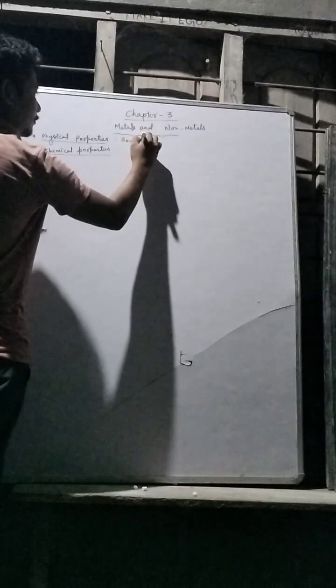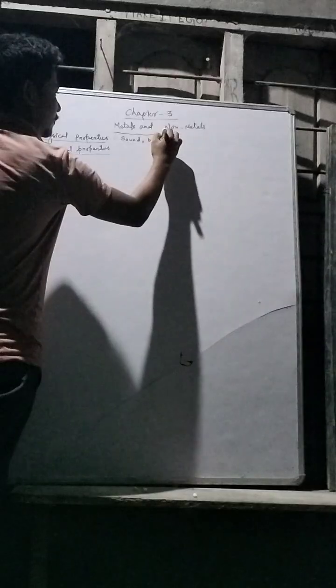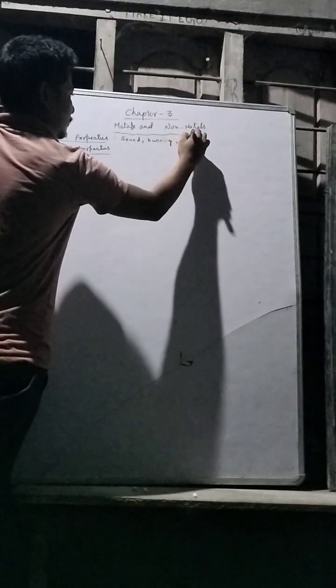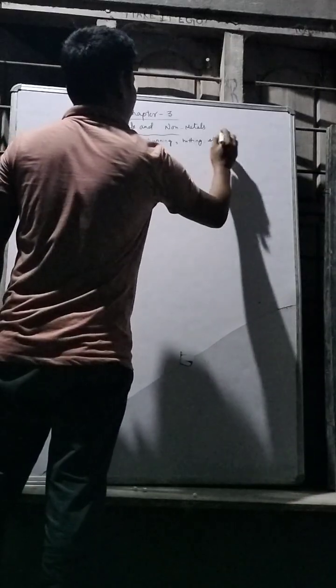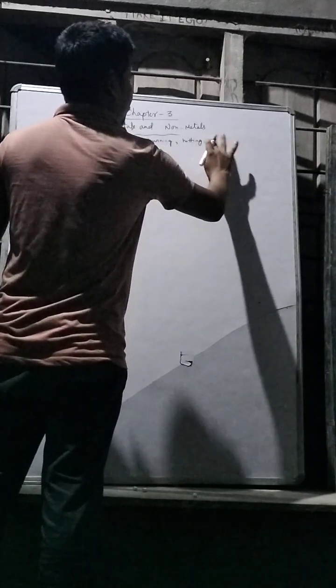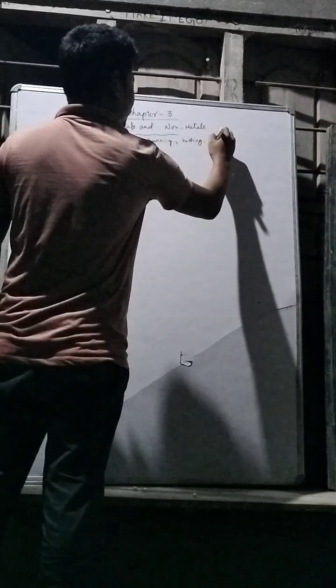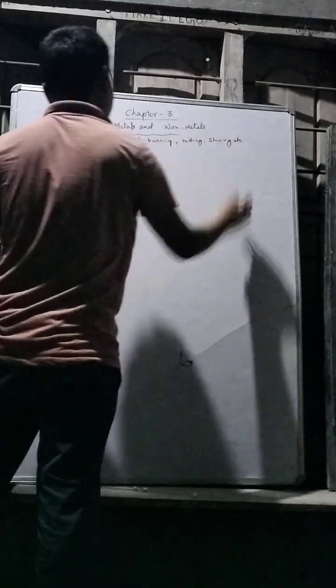Physical properties are mainly related to producing sound, burning, heating, passing electricity, all those are related with it. So electricity is chemical property. Sign, so whether they react or not. So chemical properties are mainly related to reaction. So let us first of all see the physical properties.